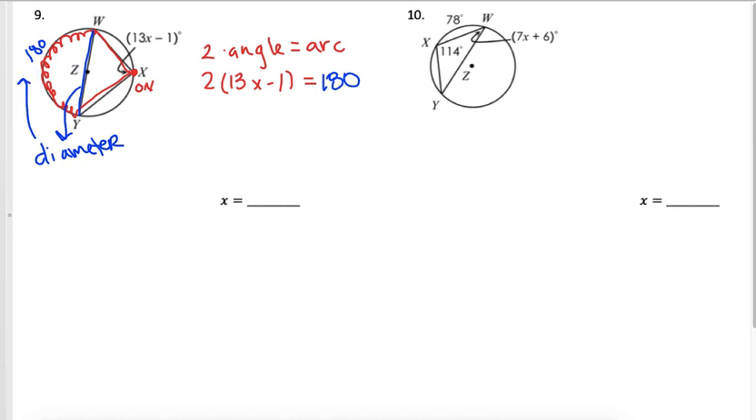Knowing this is a diameter gets us that 180. Once I have that arc, now I'm using my algebra skills again to solve. 2 times 13 is 26. 2 times -1 is -2. And I'm bringing down the 180. I have two things to move before I have x by itself, so I'm going to undo that subtraction by adding it to the other side. I can do that in my head. And undo this multiplication with division.